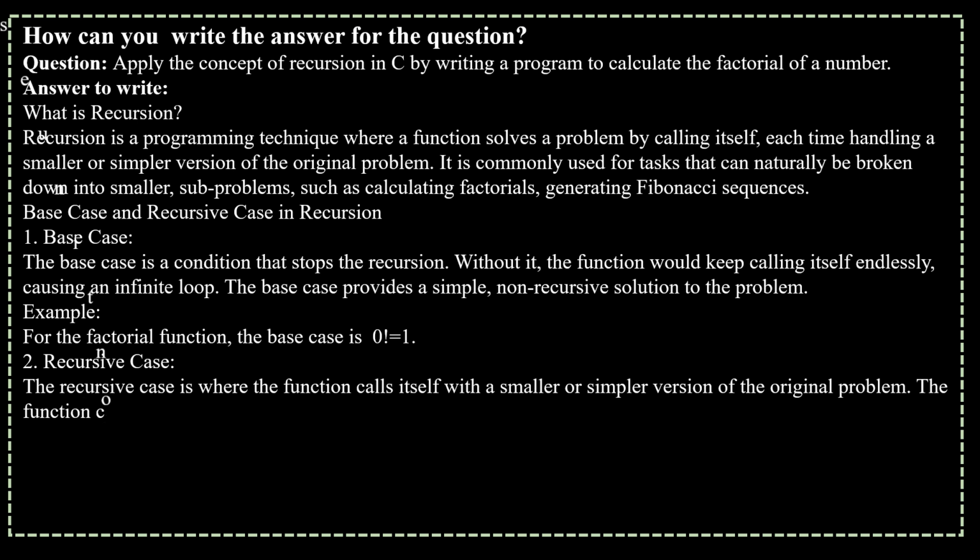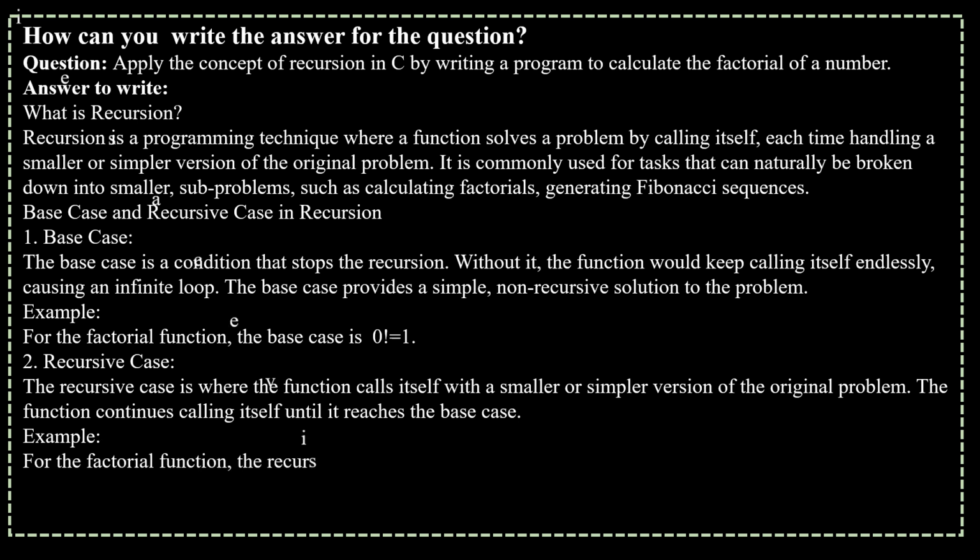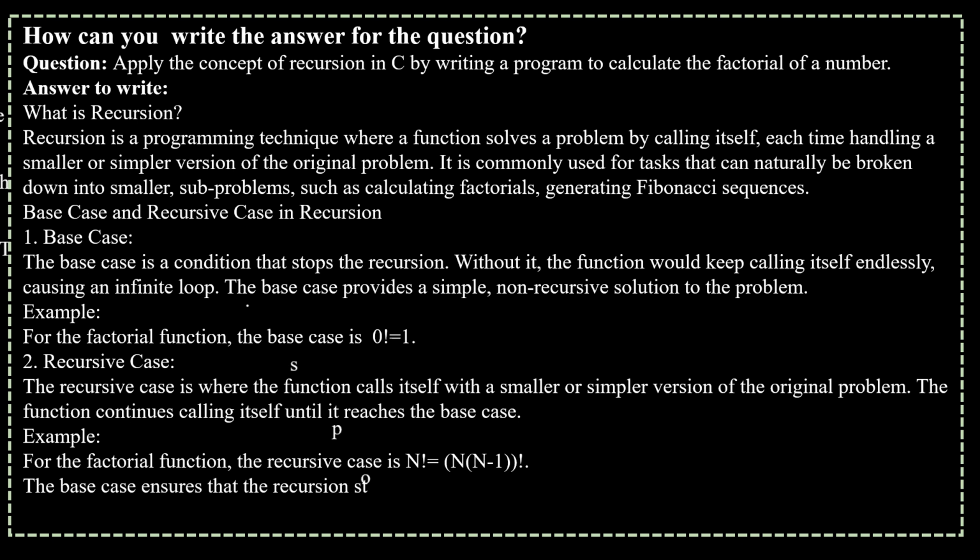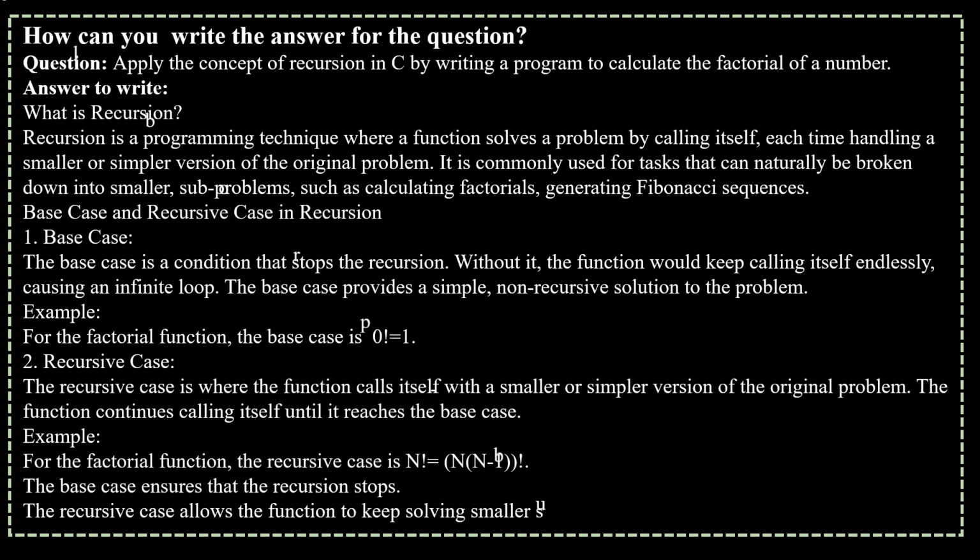2. Recursive case. The recursive case is where the function calls itself with a smaller or simpler version of the original problem. The function continues calling itself until it reaches the base case. Example, for the factorial function, the recursive case is n! = n * (n-1)!. The base case ensures that the recursion stops. The recursive case allows the function to keep solving smaller subproblems until the base case is reached.